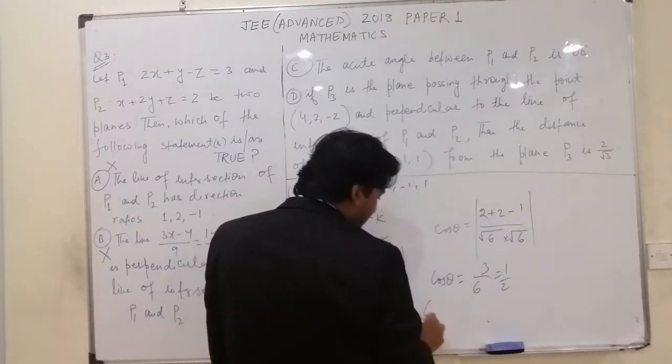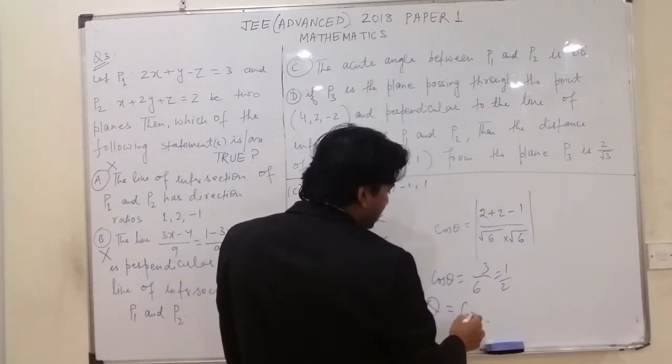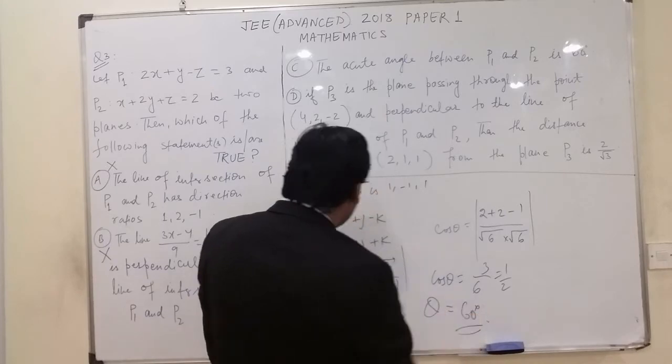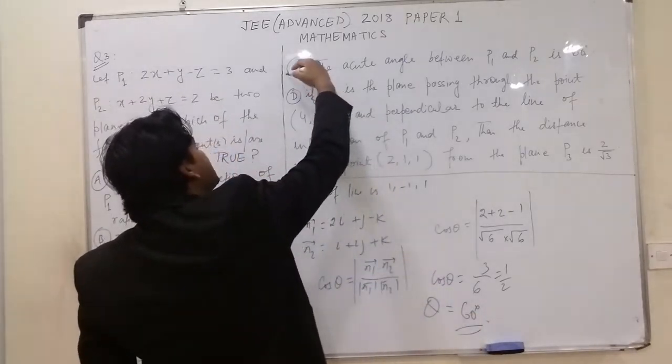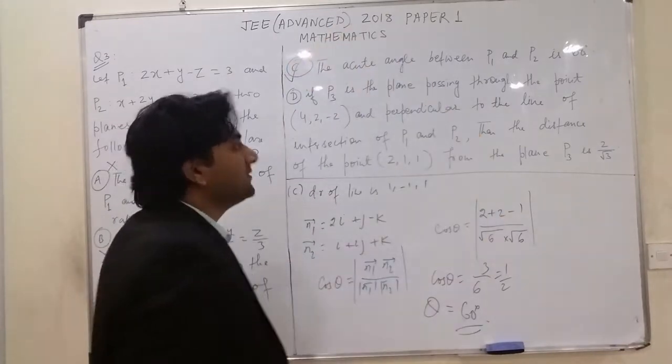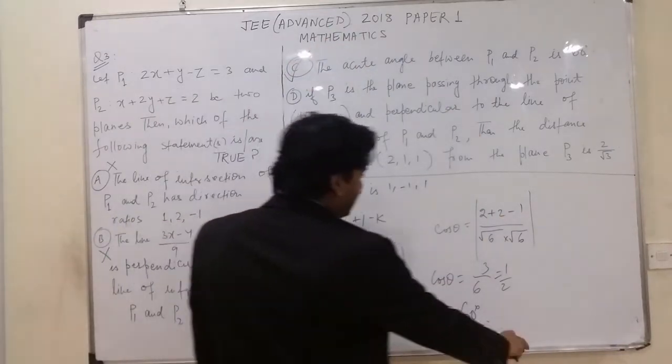When cos theta is half, then theta is 60 degrees. So the angle between two planes is 60 degrees. So the acute angle between two planes is 60 degrees. Yes, option C is right. So we got option C, that is right.